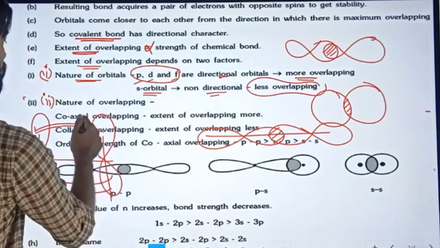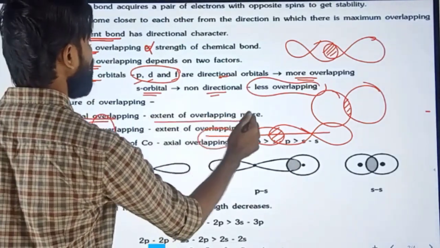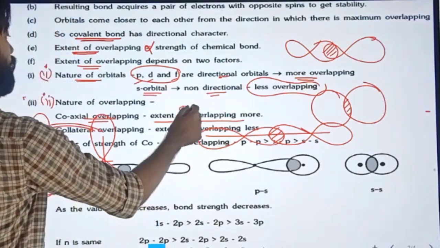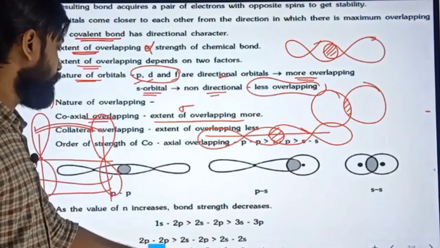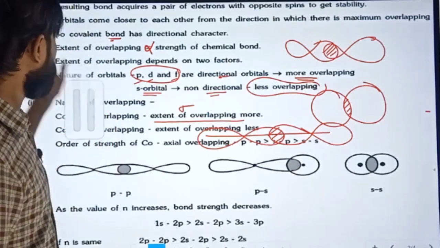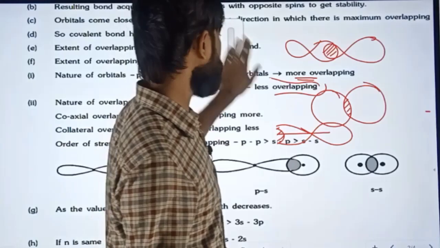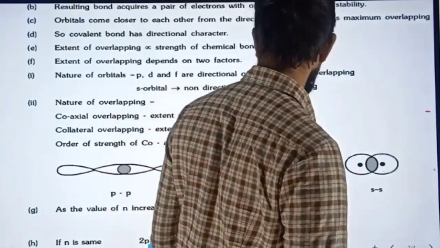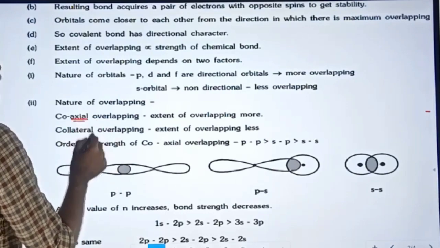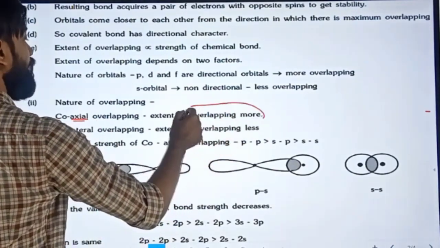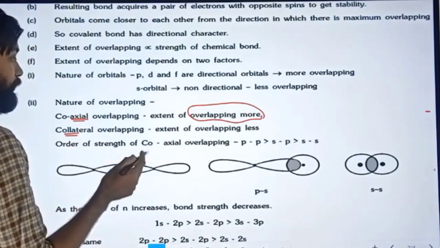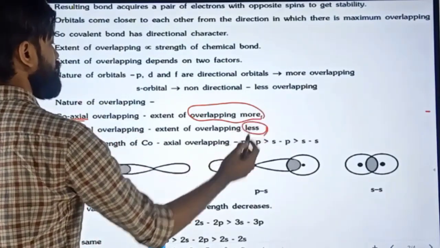If there is an axial overlapping, the extent of overlapping is more. And we know that the bonds formed by that type of overlapping are called sigma bonds. So there are two possibilities for the overlap: either through the axis, so that a more overlapped or more extended bond is formed, or by a lateral pattern, side to side, so relatively lesser extent will be there.